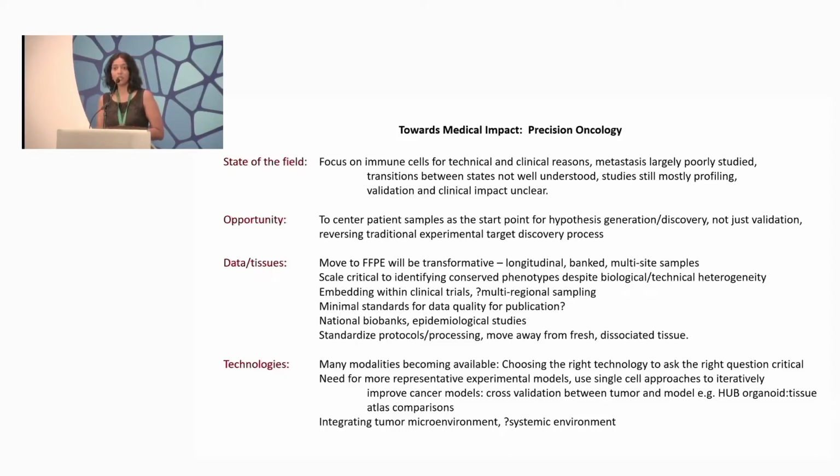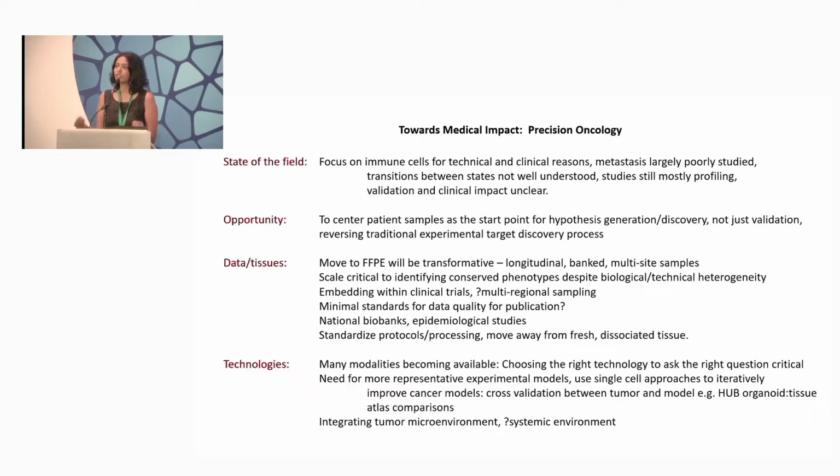Data and tissue access remains a major challenge here because, of course, anything that we need needs to come directly from patients. Getting biopsies from patients is challenging. So how do we get data at scale? And scale is needed to be eventually able to identify rare populations like stem cell populations and resistor populations that might be important to target, despite all of the underlying biological and technical heterogeneity.